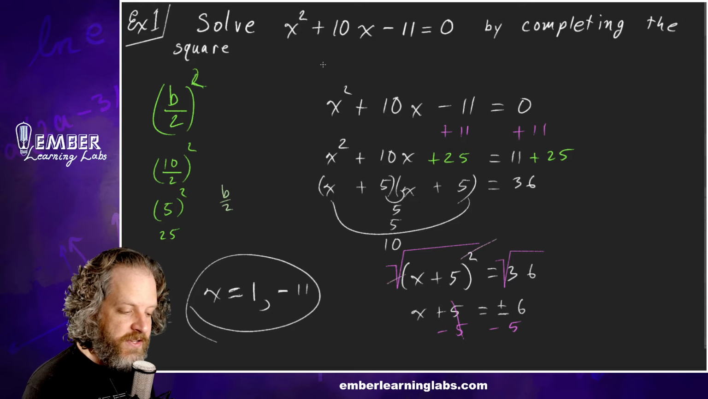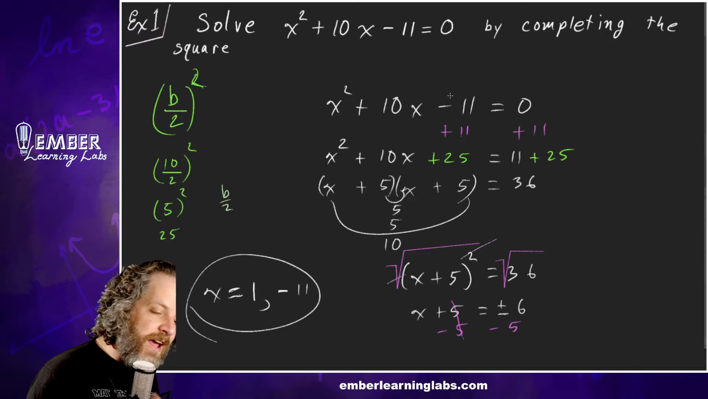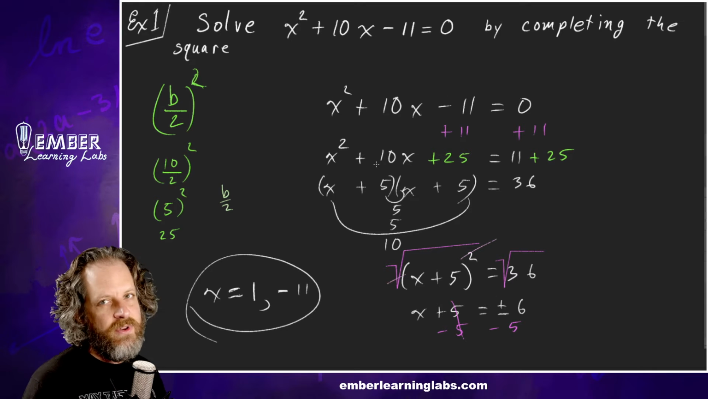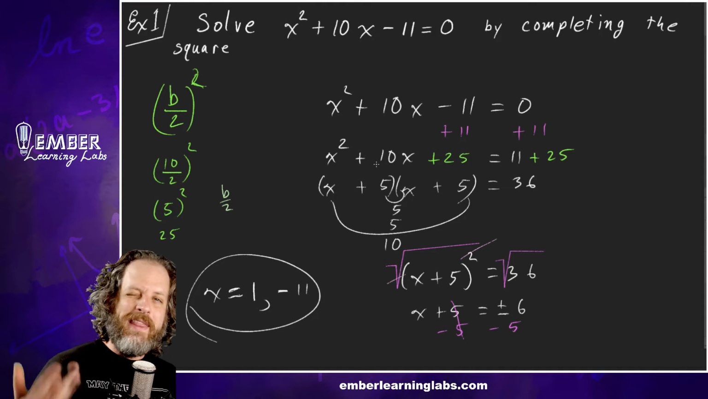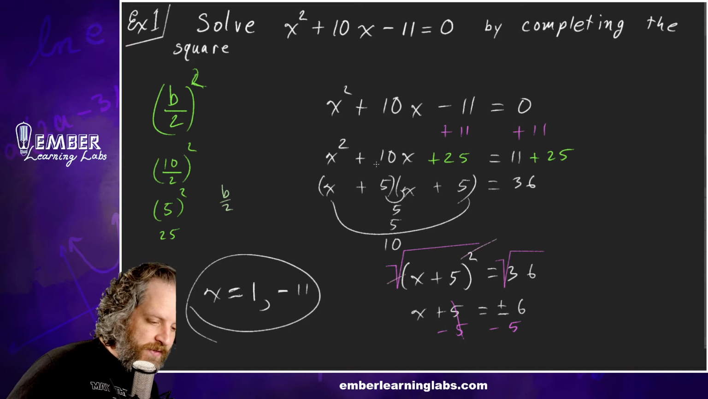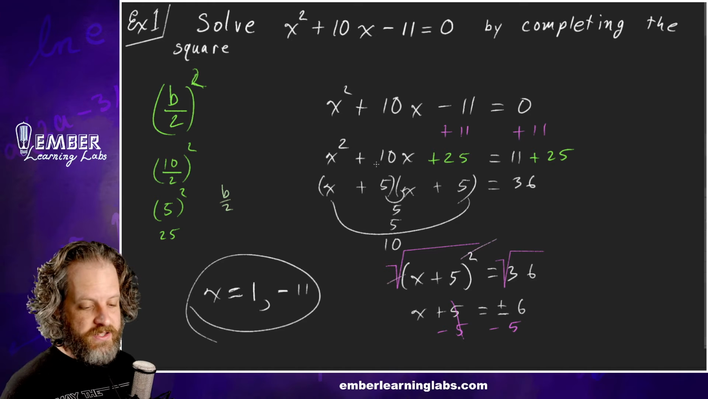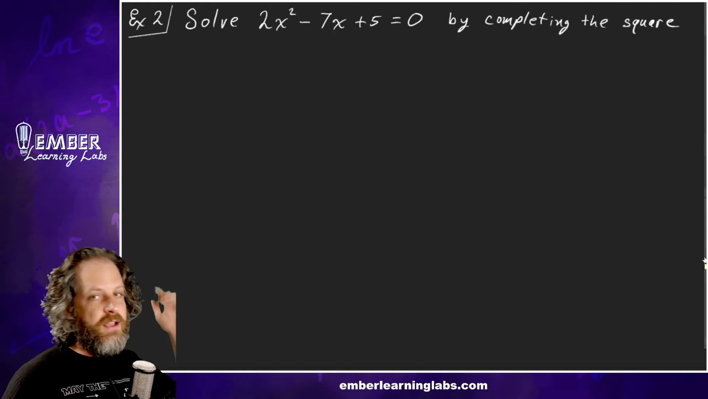If we were to factor this up here, it would factor into x plus 11 and x minus 1, and then when you set those equal to zero, you flip the signs. You could factor it, but that was last lesson, so we're not going to take the time to do that in this video. But there you go. There's our first example of completing the square. Let's do another one. We're going to solve this by completing the square.